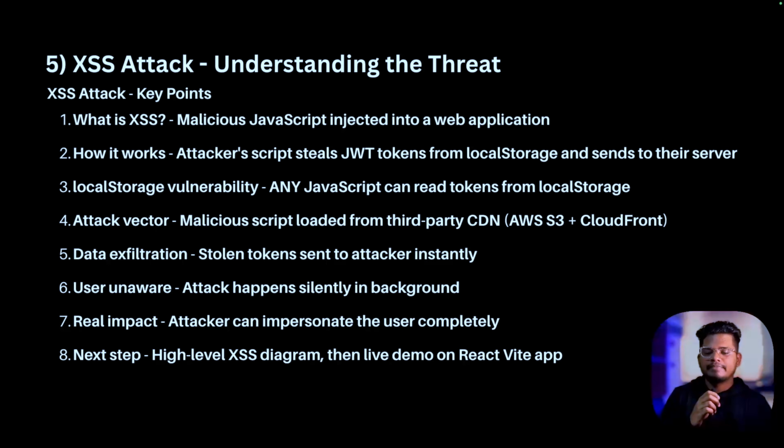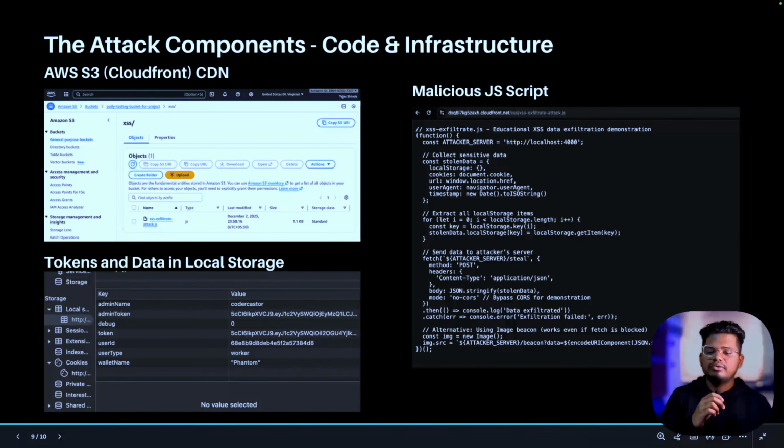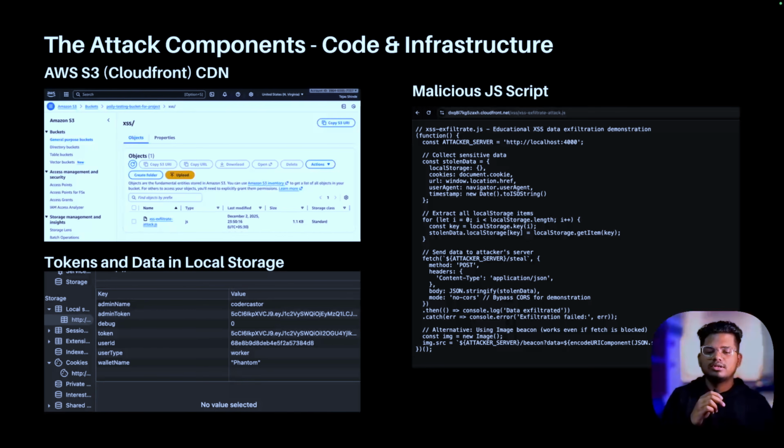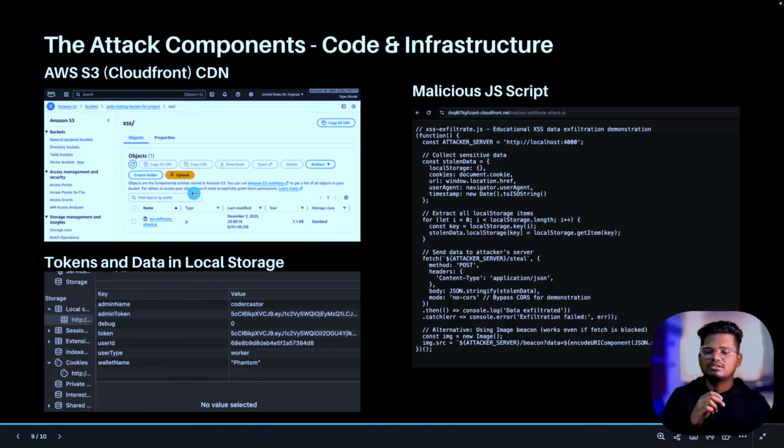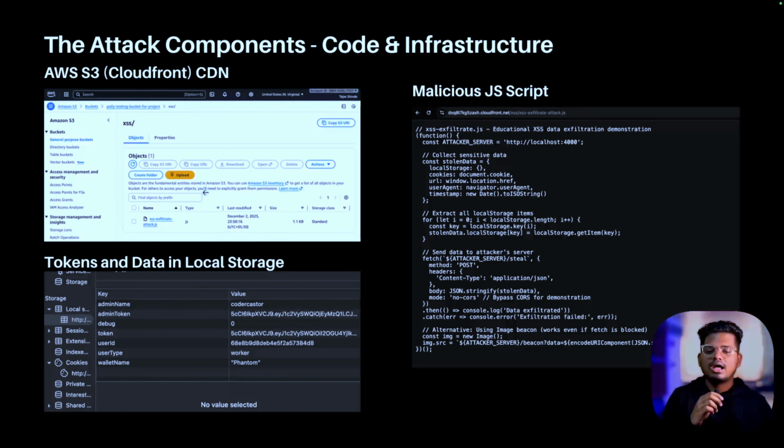Now, we are going to see this attack in action. First, I will show you the high-level architecture, then we will perform it live on a React application that we created earlier. So before we dive into the live demo, let me show you the three key components of this attack. First, we have the AWS S3 CloudFront CDN. I have already uploaded a malicious JavaScript file called xss-exfiltrate-attack.js to an S3 bucket. CloudFront is serving it globally, making it look like a legitimate CDN resource. This is how attackers distribute their malicious code through trusted infrastructure.